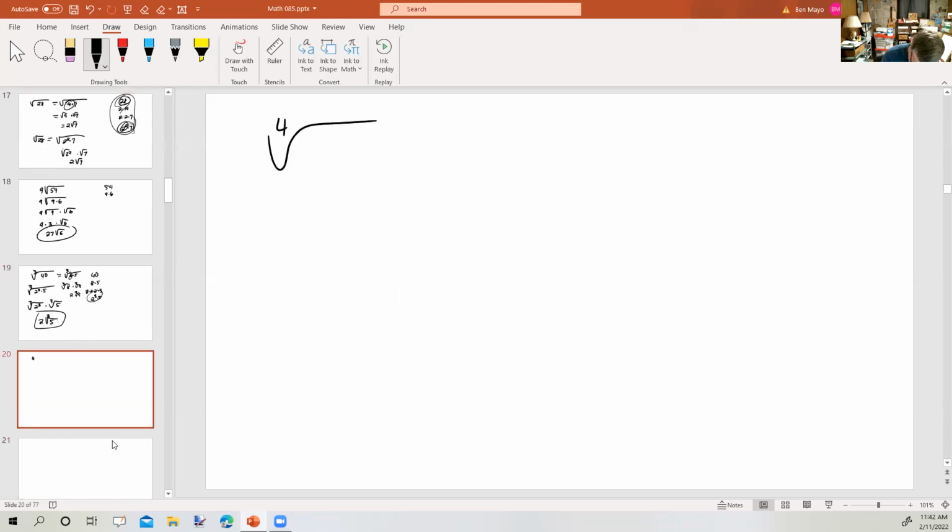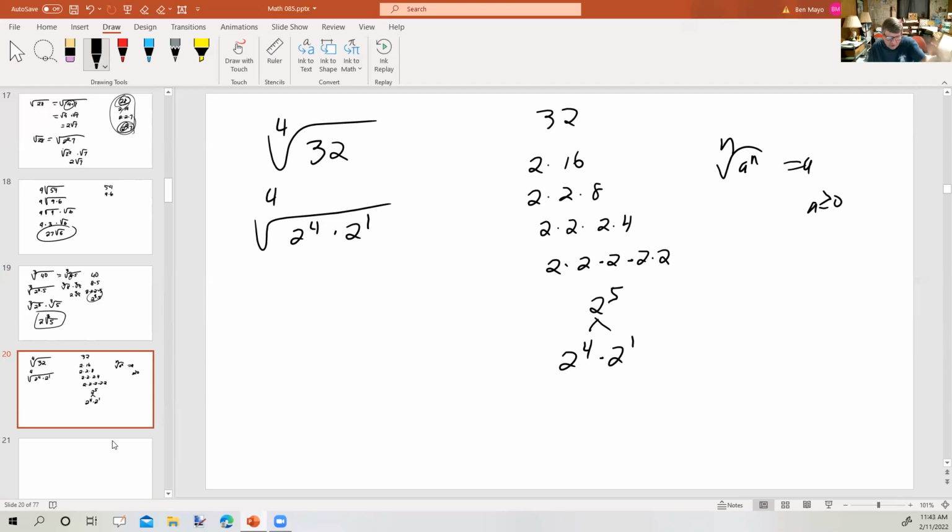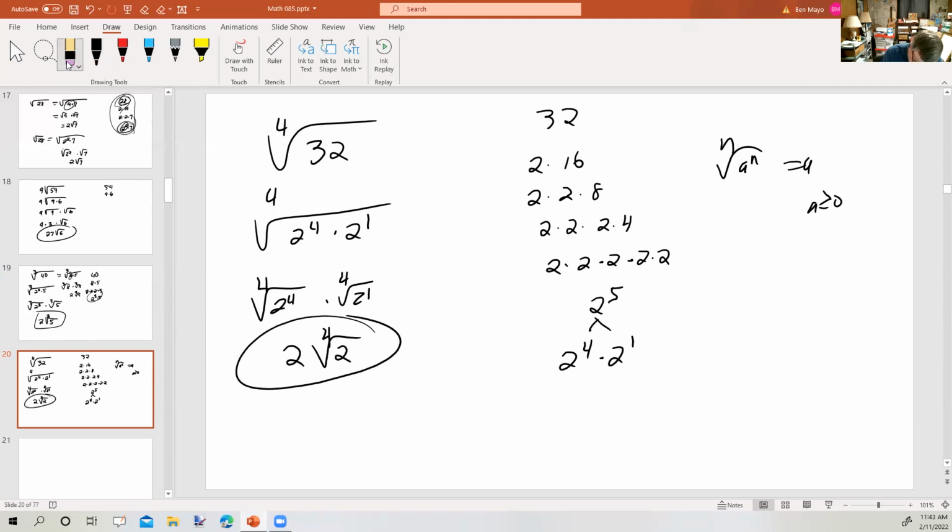How about this? The fourth root of 32. Well, 32 is 2 times 16, which is 2 times 2 times 8, which is 2 times 2 times 2 times 4, which is 2 times 2 times 2 times 2 times 2, which is 2 to the 5th power. Now, if the nth root of a to the n equals a, when a is greater than or equal to 0, if my index is a 4, it would be nice if my power or exponent inside the radical was also a 4. So now that I've bunched this together, I'm going to break it back apart and pull off a 2 to the 4th power there. Why? Because the 4th root of 2 to the 4th is 2, and then I've got the 4th root of just 2 left over inside.